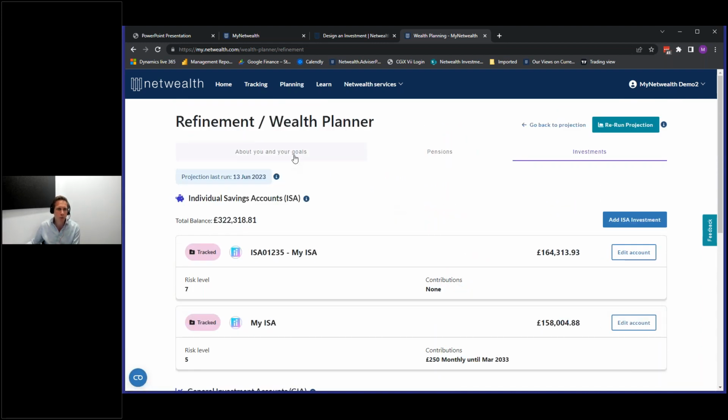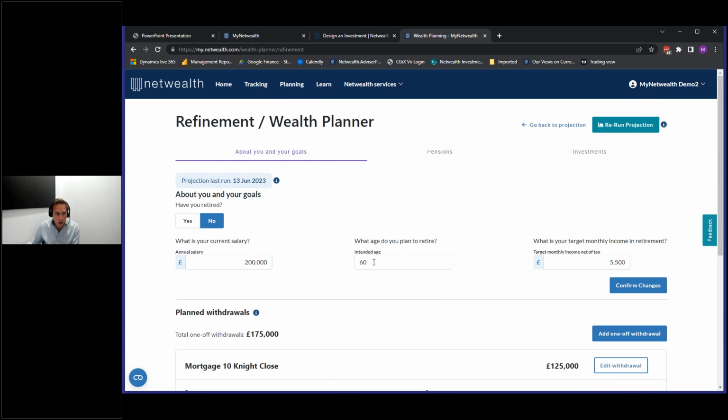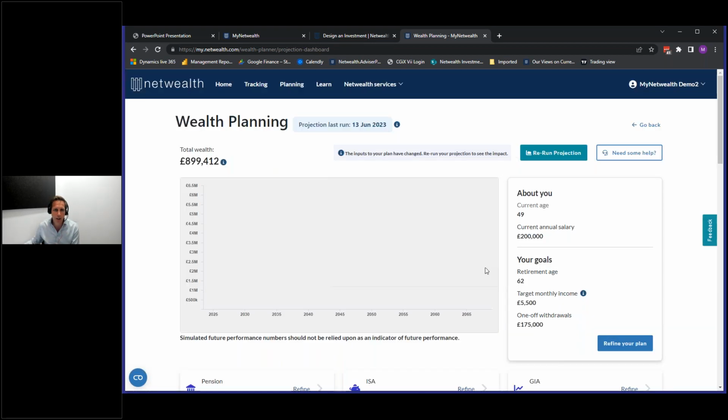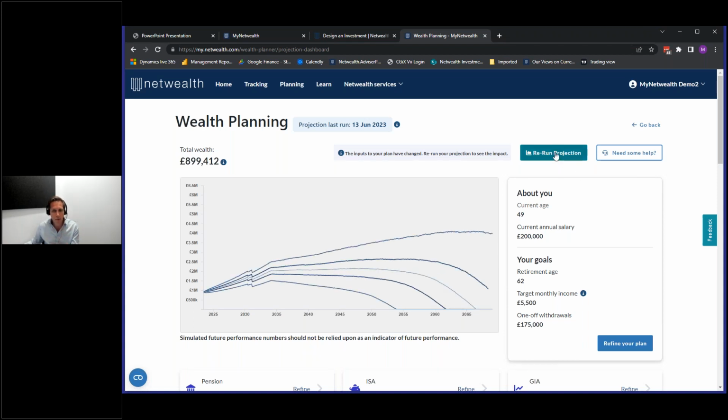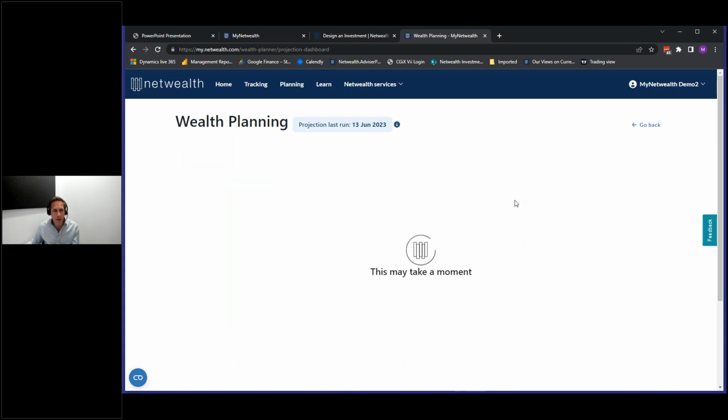So maybe it's not about contributions in this case, it might be about changing the goal. So they can look at, for example, changing their retirement date to age 62 and see what the impact of that is. If they go back to the projection, it starts by showing you the original position. And so you can remember where you were, and then you rerun that projection and see what the impact of making that change is over time.